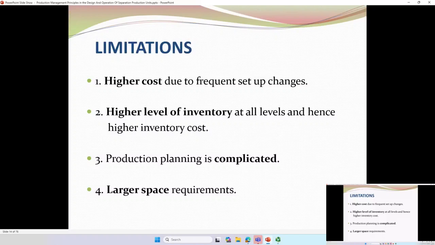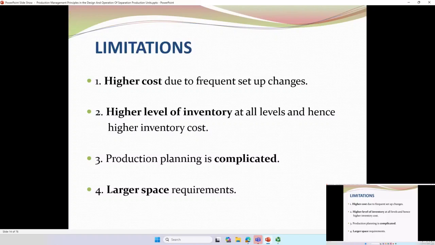So what are the limitations of job shop? Higher costs due to frequent setup changes. Higher costs, because the cost of production is always high. That is the reason why what they produce here is very expensive. They are not for companies like us, right? Then a higher level of inventory at all levels, and hence higher inventory costs.